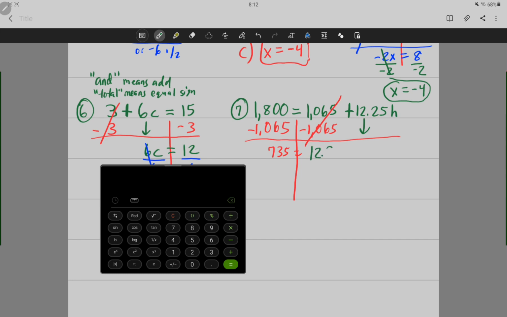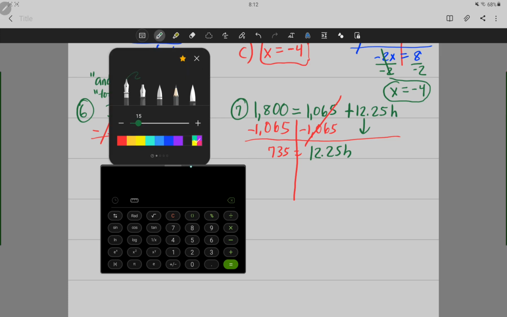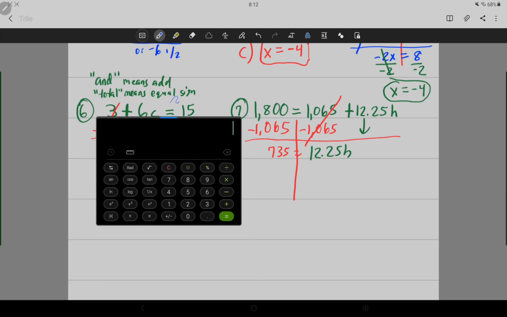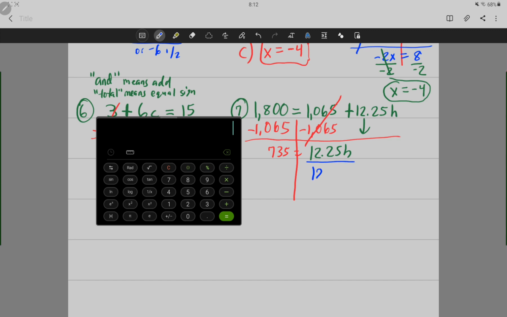So 12.25H. And now we should be seeing just one step. In this case, it says 12.25H. Remember, like we've been practicing all along, a number next to a variable tells us that we are multiplying. So we see multiplication, and we must perform the inverse or opposite operation. Remember, equations are all about undoing what you see. So that's why instead of multiplying, we do the opposite, divide. And we divide by the coefficient, 12.25.